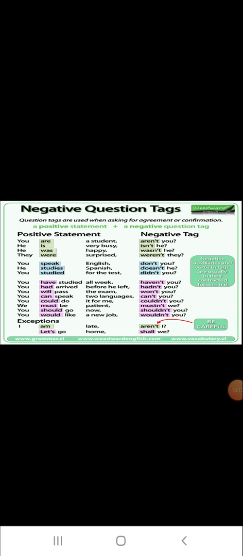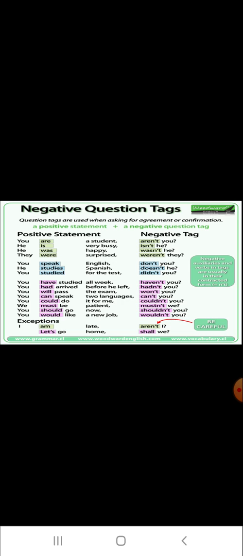Now coming to the next, negative question tags. As you know, question tags are used for asking for agreement or confirmation. So here we will now talk about the negative question tags. Previously we have talked about the positive question tags. In the negative question tag, a positive statement is followed by the negative question tag, and in the positive question tag the negative statement was followed by the positive question tag. So now let's see the negative question tag.